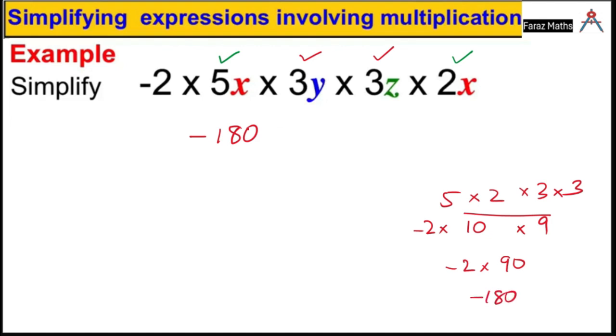Now we just have to write the variables. You have to check for another x. So there is another x. x times x is x squared. If you multiply two same variables together, you have to add their powers. This one has power 1, this one has power 1. If you multiply them, you will get x power 2. And then y is there, and then z. So that's our final answer, minus 180 x squared yz.